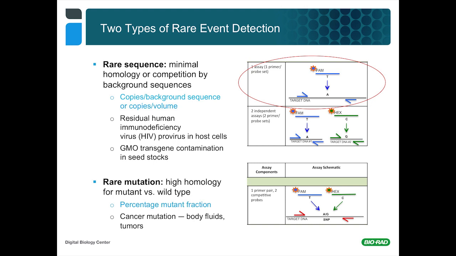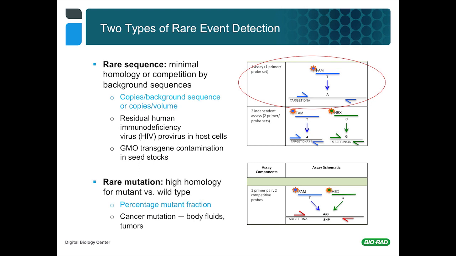The first of these is shown in the upper, and we refer to that as rare sequence detection, where you have a rare sequence such as, say, a viral sequence or a GMO transgene that you're trying to detect in a background of very dissimilar DNA. So it could be like an HIV sequence, which I'll show you in a moment, against the human background DNA. And in that case, you can measure with a single assay, a singleplex assay, the target of interest.